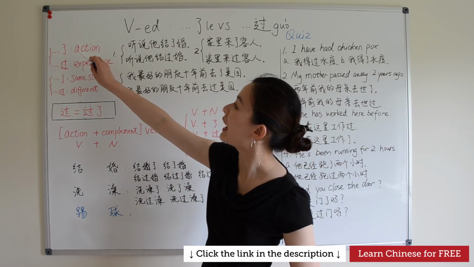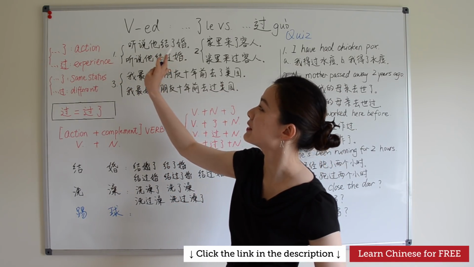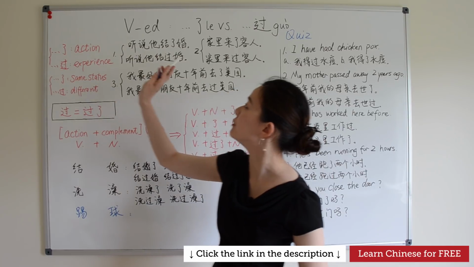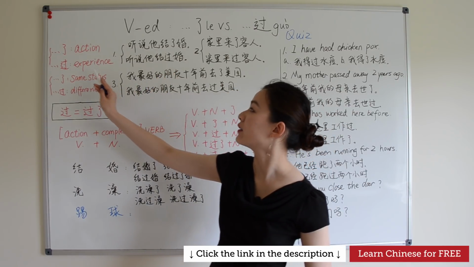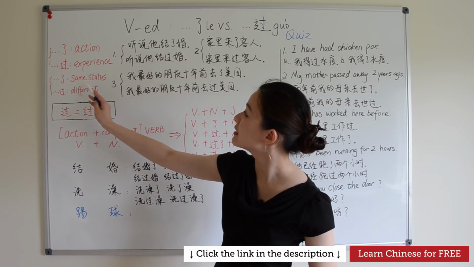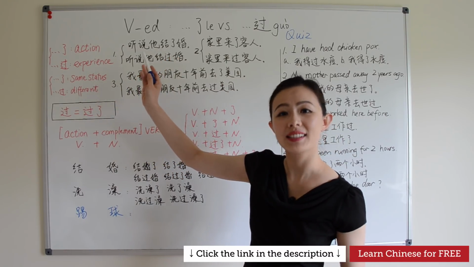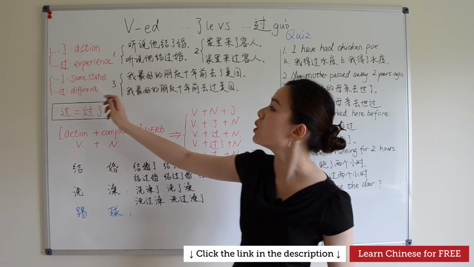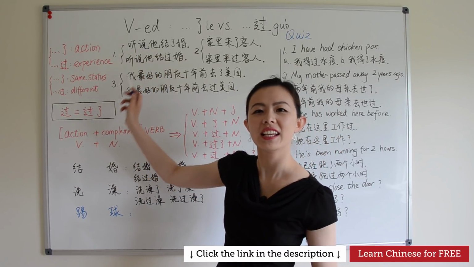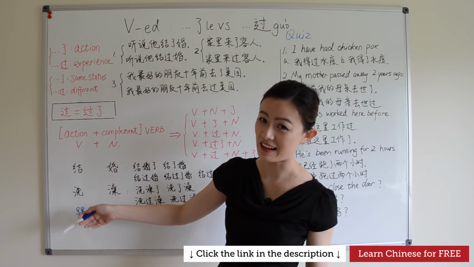That's why I said here that le emphasizes the action, and 过 emphasizes the experience. And if you use le, it's most likely the status stays the same. But if you use 过, the case will be different. He's been married before, but now he's not.